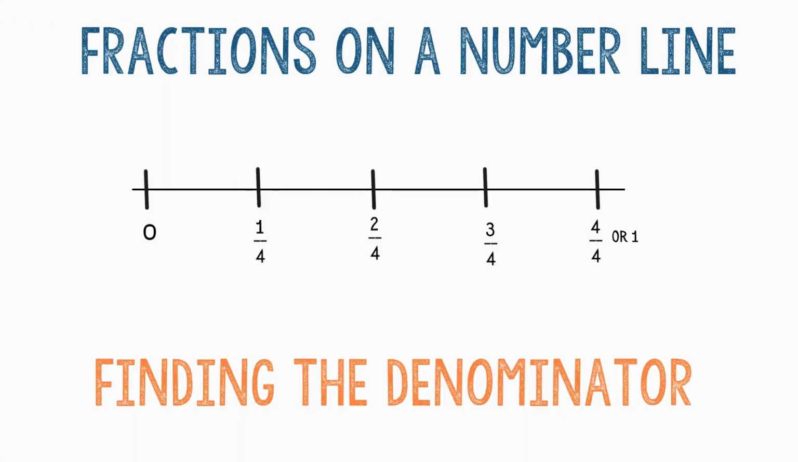Hi, friends! Today, we're learning how to figure out the denominator when looking at a fraction number line. You might already know that the denominator is the bottom number in a fraction, and it tells us how many equal parts the whole is divided into. But how can we find it on a number line? Let's find out.